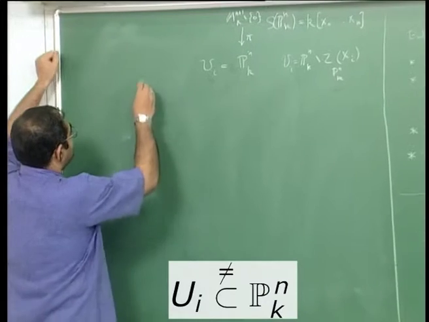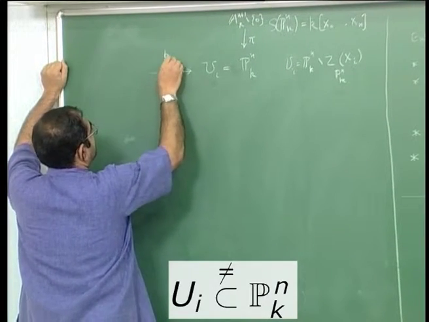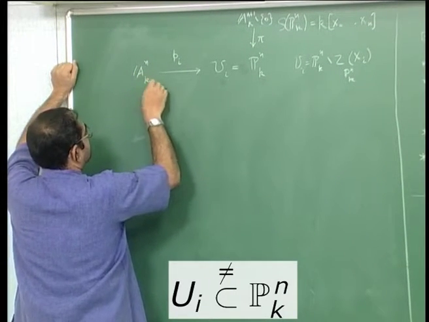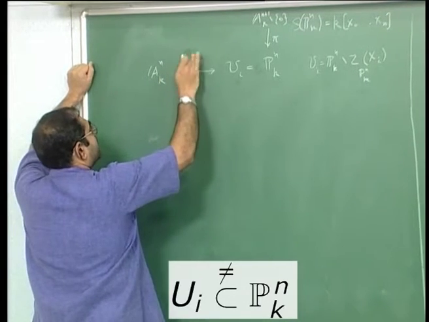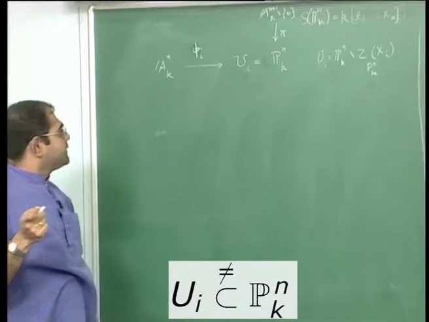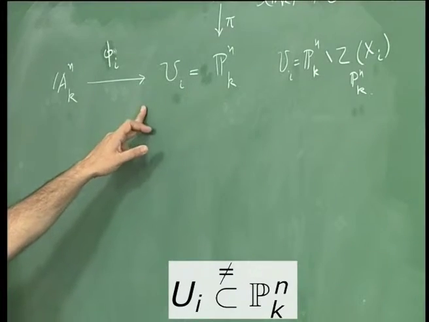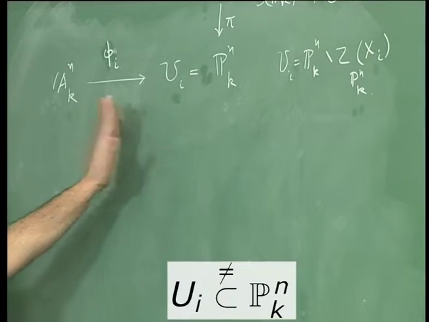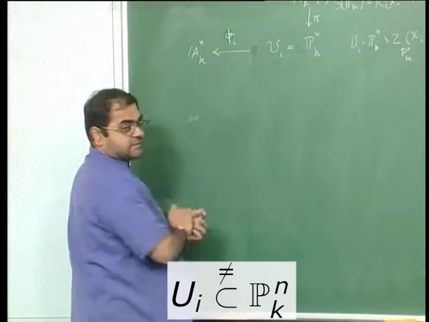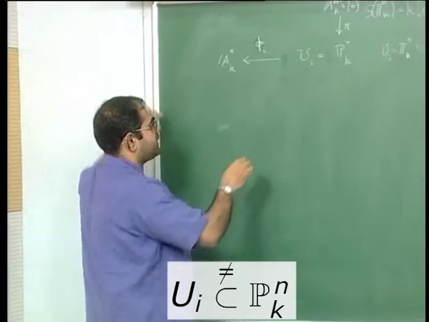Then I told you that there is a map phi from A^n to U_i, and I would ask one of you to check whether phi was defined in this direction or the other. Was this the map phi or was it the other way around? Okay, so it was the other way around. So that I stick to the notation I started with earlier, this map was very simple.